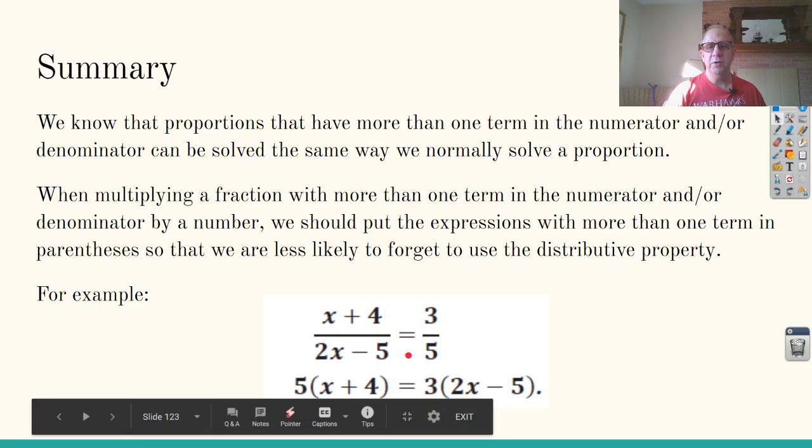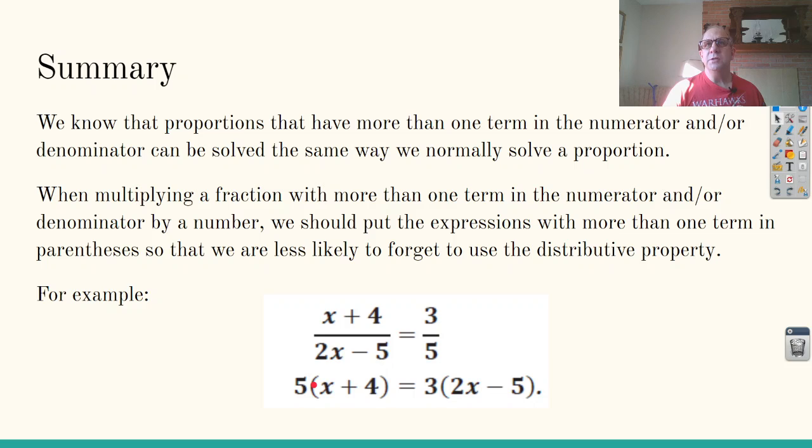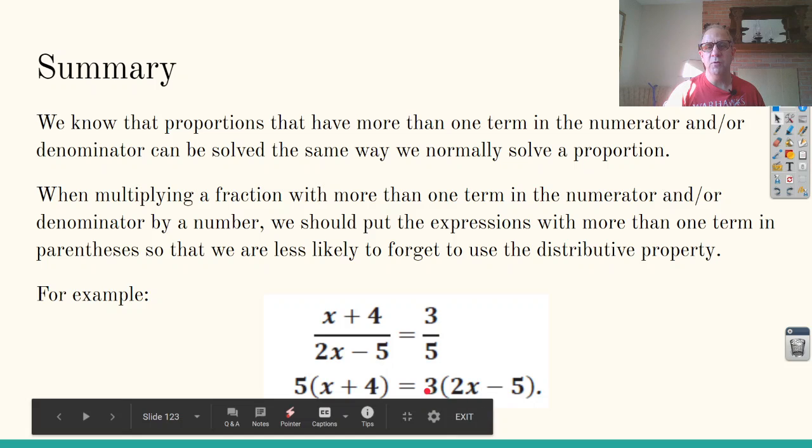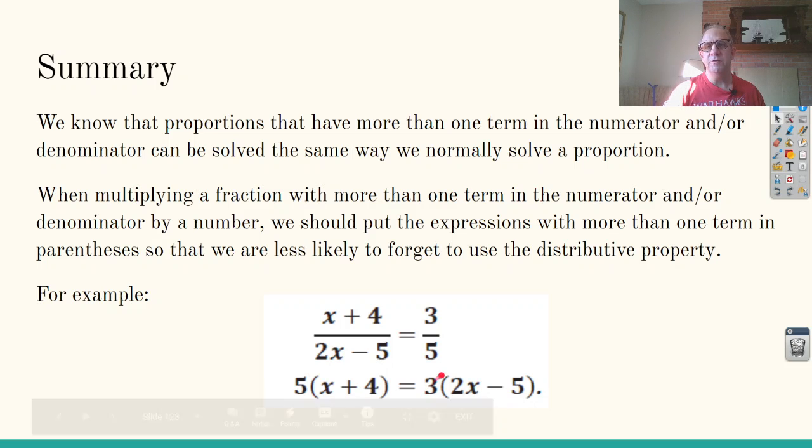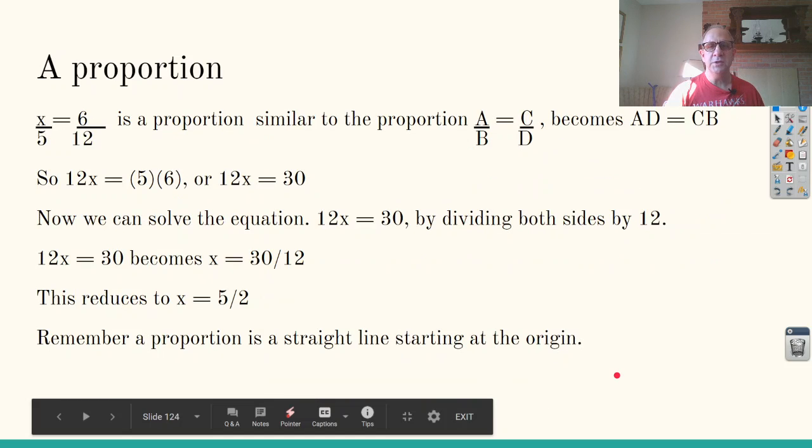So it looks like here we've got a 5, x plus 4, and then we've got 5 times parentheses x plus 4. Or you would say 5 times the sum of x plus 4. And the other one is 3 times 2x minus 5, or 3 times the difference between 2x and 5. So let's see what it means.